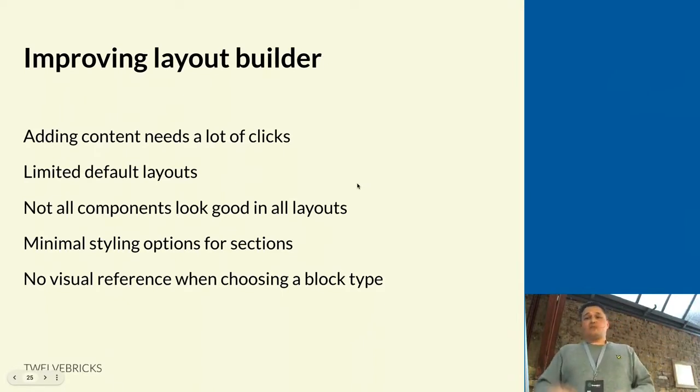And also, when you see the list of blocks that you would like to add, there's no real visual way to choose it. You get like a list of the block type names, but not all editors understand what a hero component is, or not all editors understand what a card component is. So it would be really nice to get a visual representation of a component before you add it to a page.